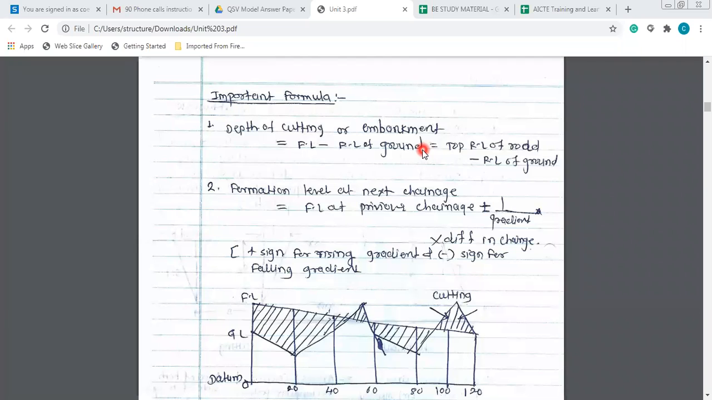Just learn the total station, be an expert in it. If somebody is interested, you can build your own career, and that will be beneficial for you. So that's all from my side about the total station.